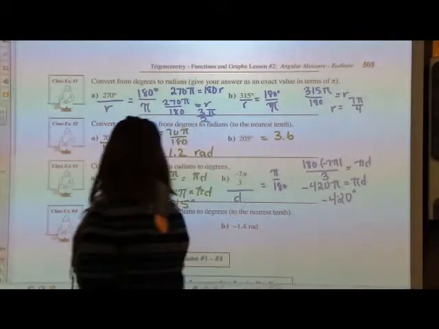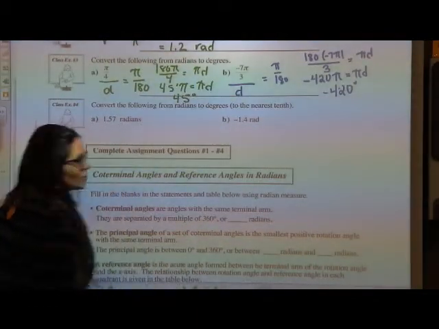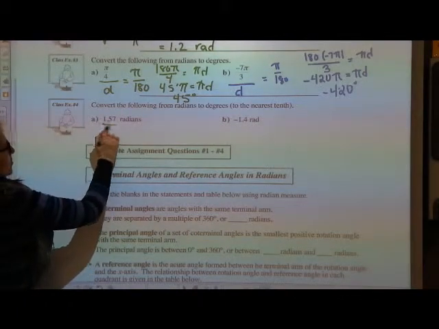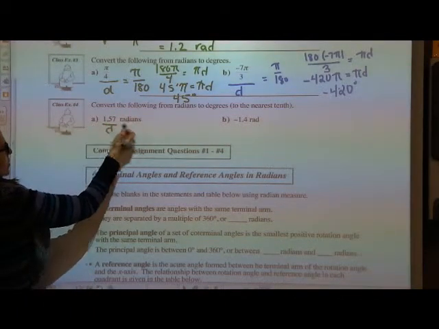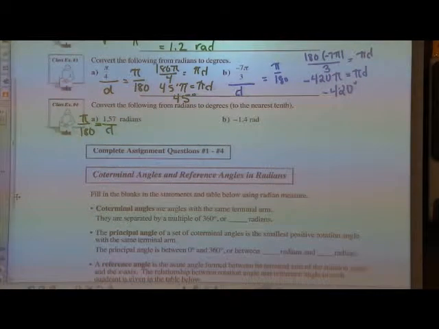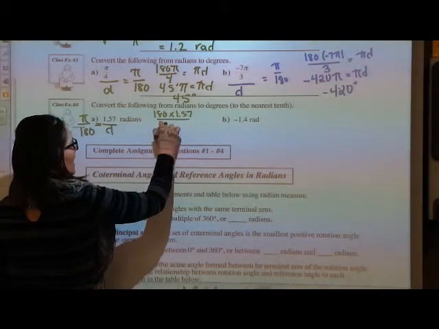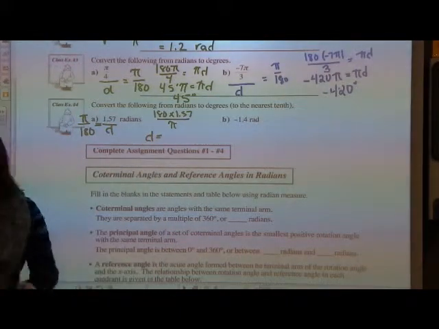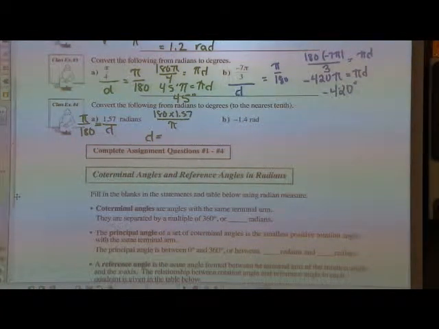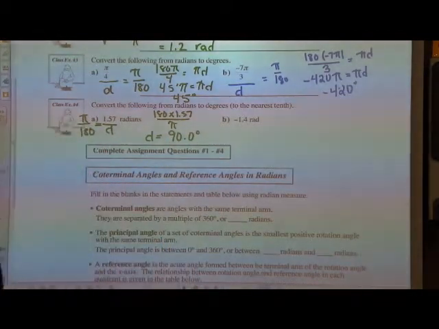With question number 4, it is a little bit different because I'm not given that pi value, but I can still do this the exact same way. Over d is equal to, I'm going to put it on this side, pi over 180. So I get 180 times 1.57, and if I divide that by pi, I'm going to get my degrees. So how many degrees do I get with 1.57 rads? 90. And if I had to make it to the nearest tenth, it'd be 90.0.